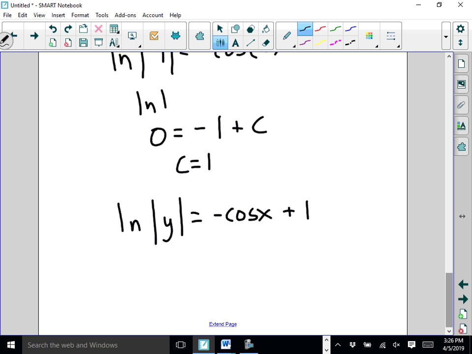Now all I have to do is solve for y. But what a lot of people worry about is, what the heck do I do with that absolute value? Well, let's worry about the absolute value in a second. How are we going to get rid of natural log? We get rid of natural log with e. It's the inverse of it. So we're going to raise both sides of the equation as powers of e. Well, e to the ln absolute value y is going to be absolute value y.